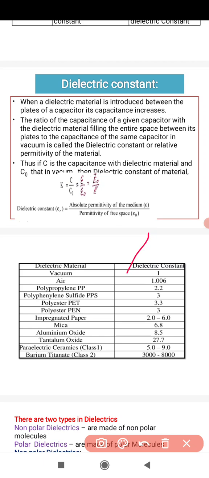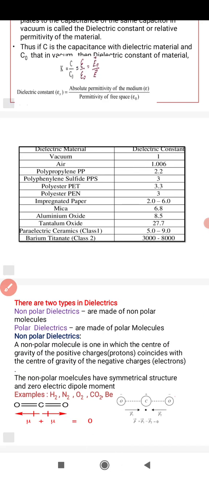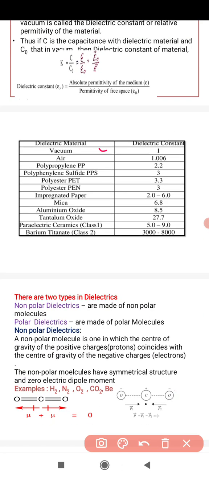Now we see certain dielectric materials with their dielectric constant values. Vacuum has a dielectric constant of 1, air has 1.006, polypropylene has 2.2, and polypropylene sulfide has 3. Next, mica, which you are familiar with, has 6.8, aluminum oxide has 28.5, titanium oxide has 27.7, and barium titanate has a high dielectric constant in the range from 3000 to 6000.